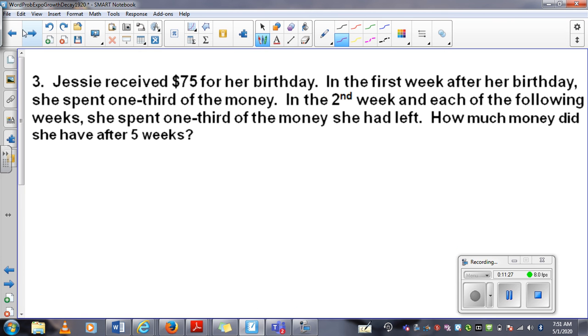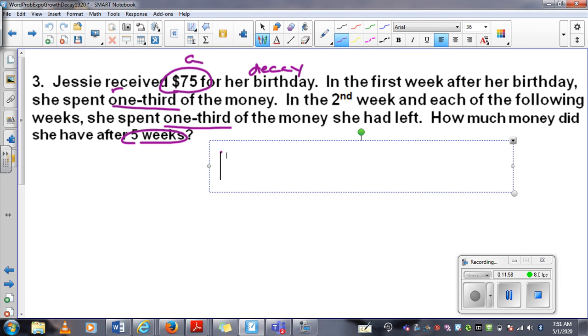Okay, Jessie received $75 for her birthday. In the first week after her birthday, she spent a third. In the second week and each of the following weeks, she again spent one third. How much money did she have after 5 weeks? So this is going to be decay because she's spending the money. It's decreasing. This is going to be our A, and one third is going to be our rate. That's what actually decays.